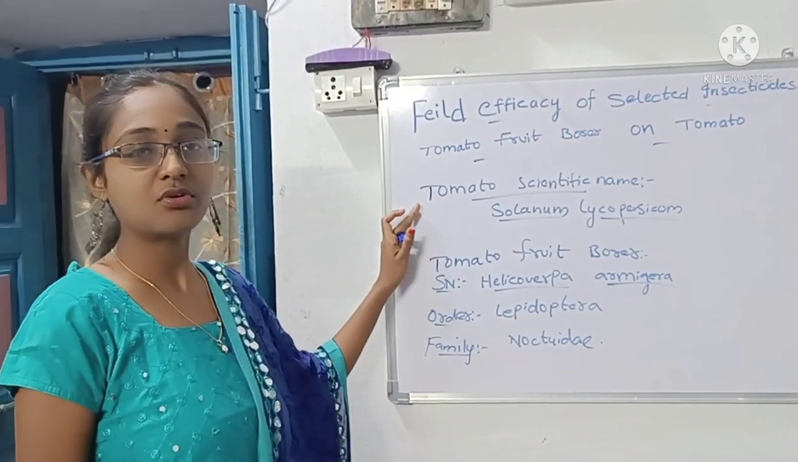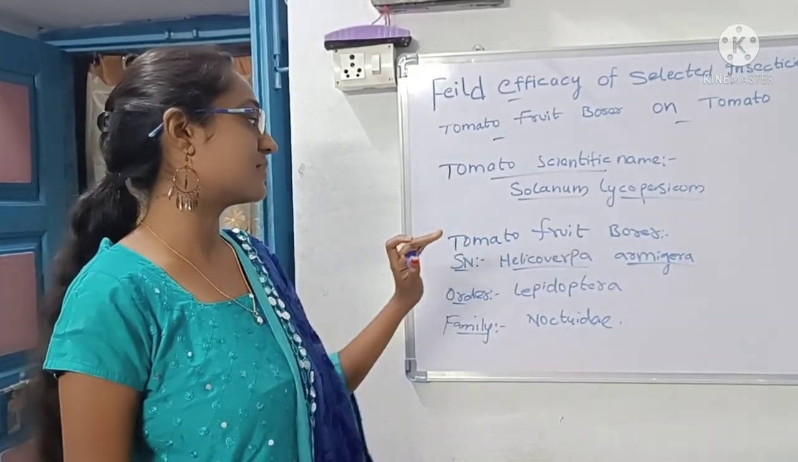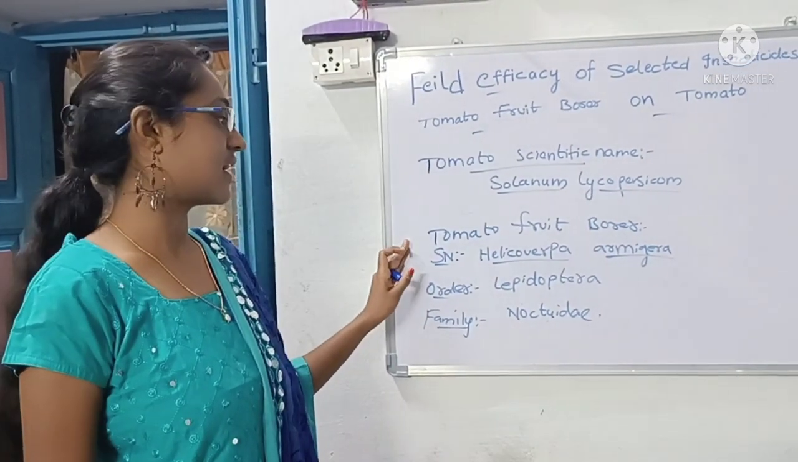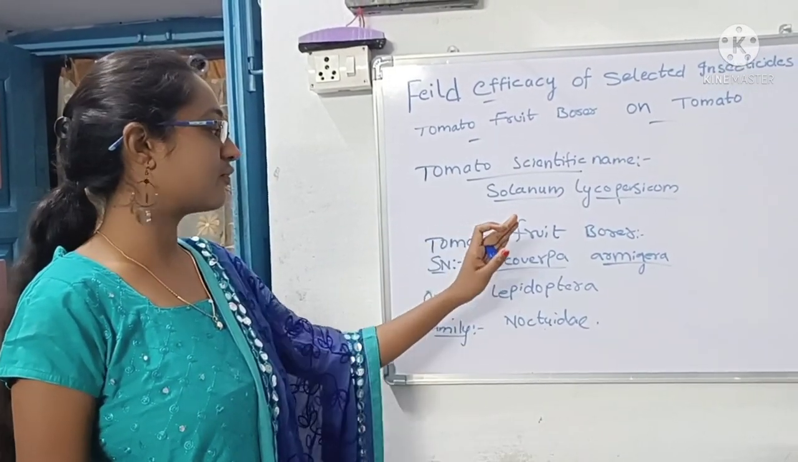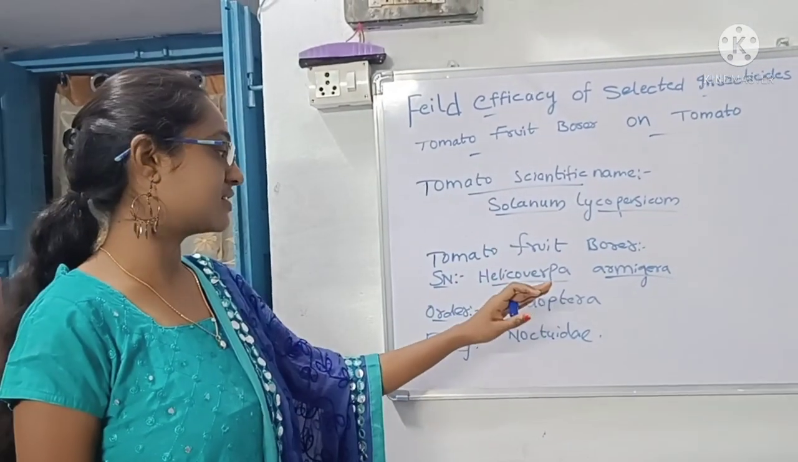This is the crop which I have done research on. This is tomato. Its scientific name is Solanum lycopersicum. And it is the pest I had done research on, that is tomato fruit borer, scientific name Helicoverpa armigera.